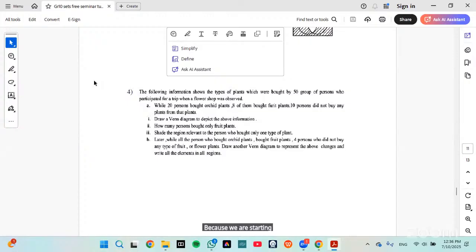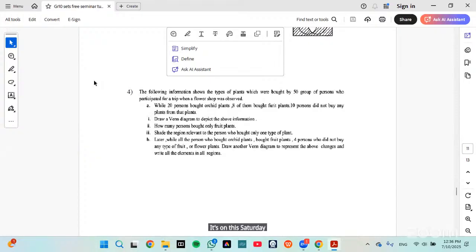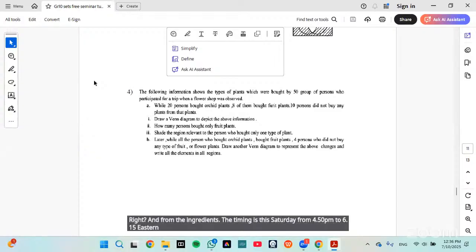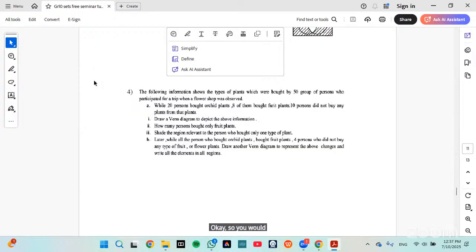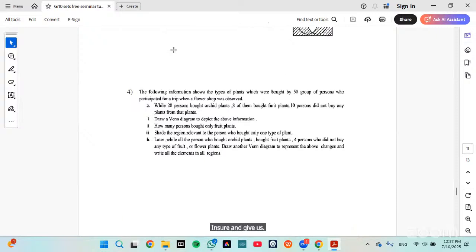Once again, I'll say the timing. For grade 10s, it's this Saturday from 10 to 12, and the lesson is rates. For grade 11s, the timing is this Saturday from 4:15 p.m. to 6:15 p.m., and the lesson will be data representation. So you could join our classes and experience all the learning materials and all the methods, and ensure an A pass in your mathematics papers.